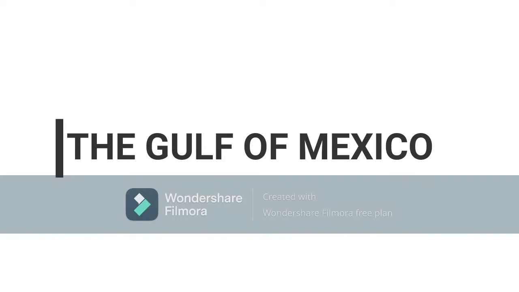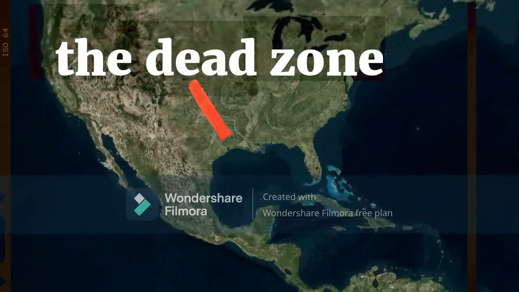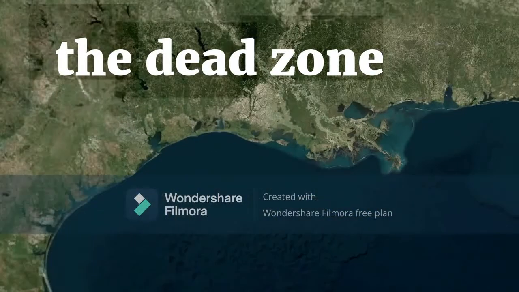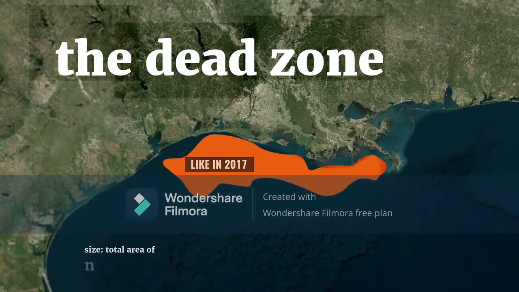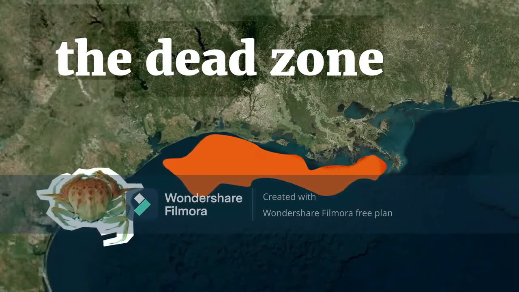Gulf of Mexico, Florida. One of the most well-known harmful algal blooms is the Florida red tide caused by Karenia brevis, a type of algae that produces potent neurotoxins. The toxins can be suspended in the air near beaches and cause human respiratory illness.